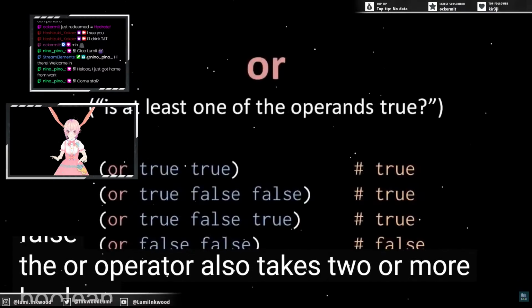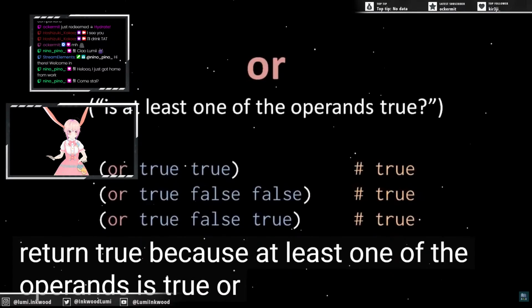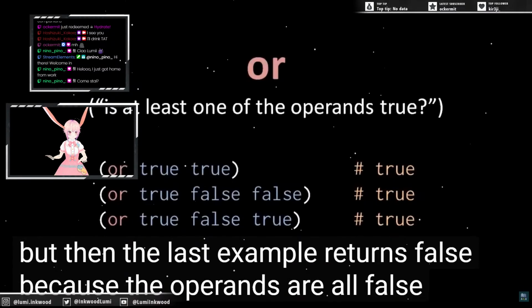The OR operator also takes 2 or more Boolean operands, but returns true when just at least one of the operands is true, not necessarily all. So the first 3 of these examples return true because at least one of the operands is true or all of them are true, but then the last example returns false because the operands are all false.